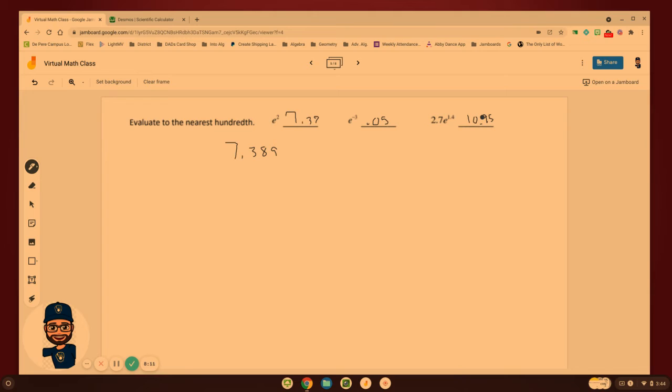It's a numerical value for that continuous compounding. And even in these problems, we have to do e to the power first and then multiply by 2.7, in the correct order of operations.